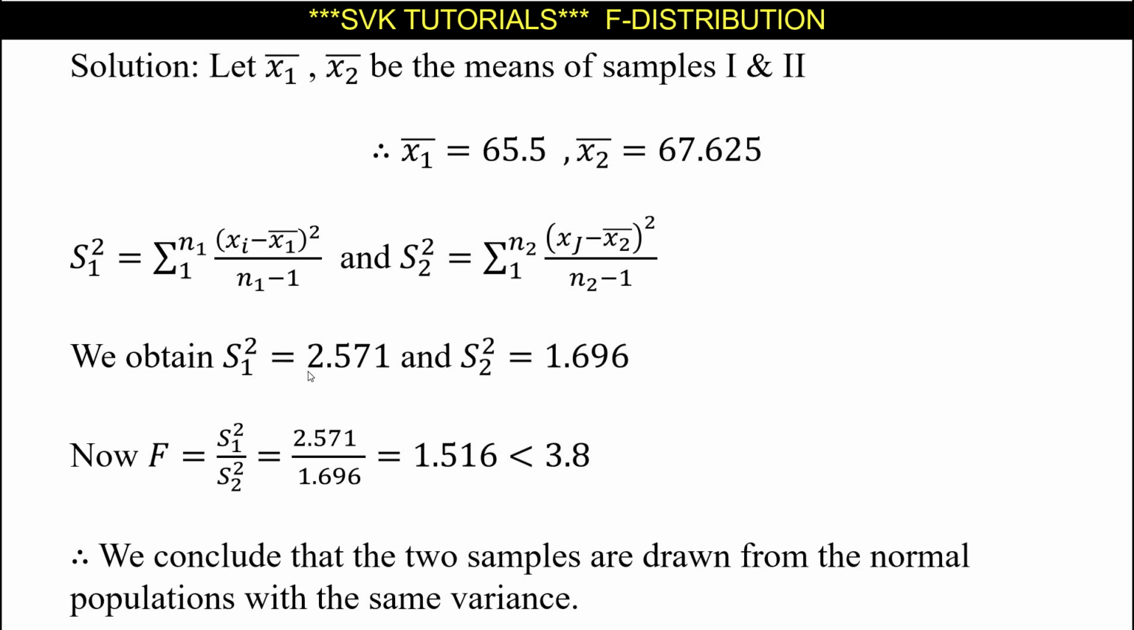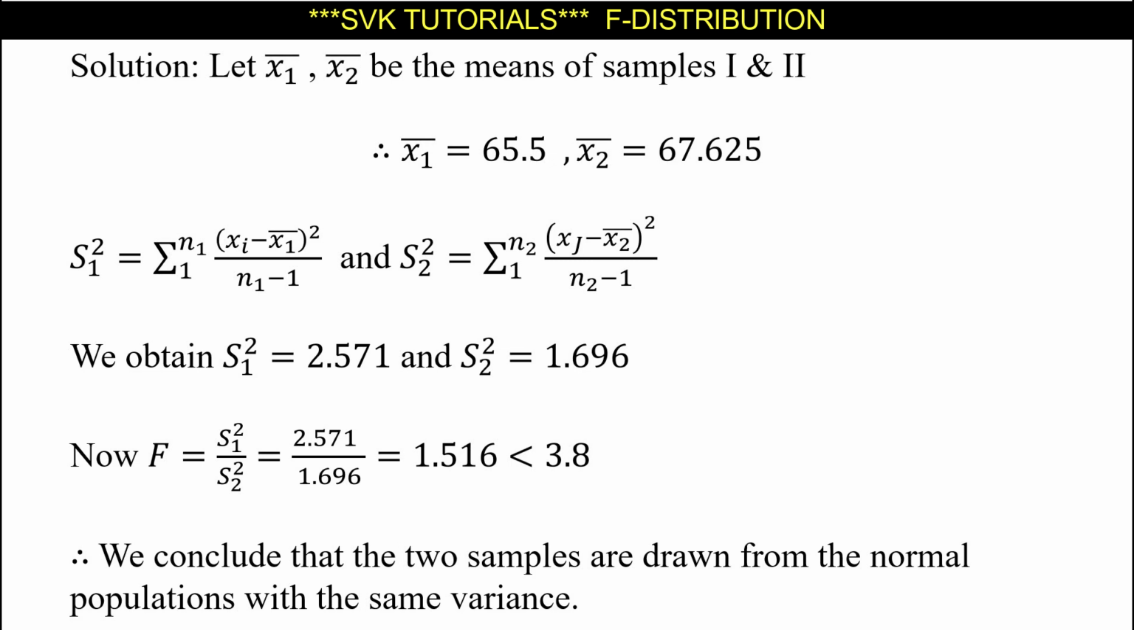After getting the variances, we are going to find out whether s1 square is greater than s2 square or s2 square is greater than s1 square. Here in this problem, s1 square is greater than s2 square. For that reason, I am going to consider the ratio F as s1 square divided by s2 square. Substituting those two values, I am going to get the answer as 1.516, which is less than 3.8. Then we can conclude that the hypothesis is accepted at 5% level. So we conclude that the two samples are drawn from normal populations with the same variance. This is the way of solving the problem.